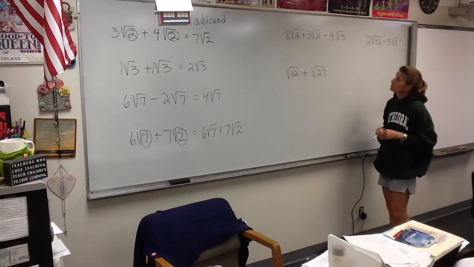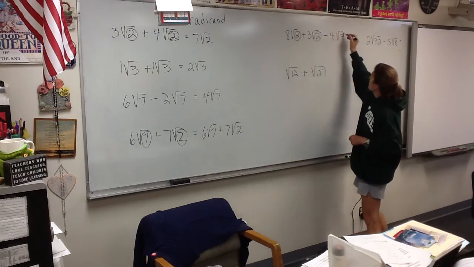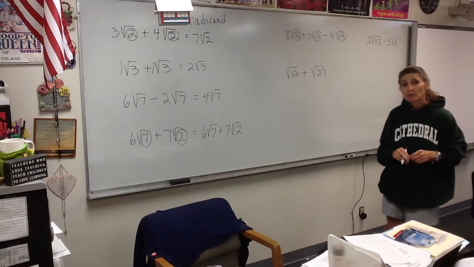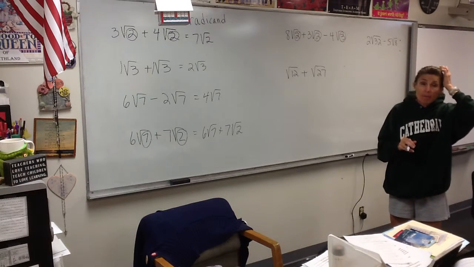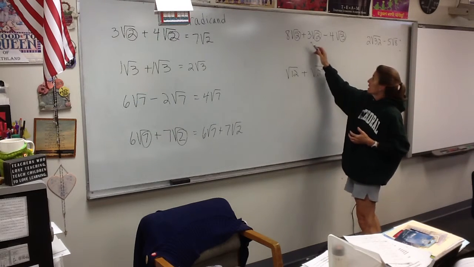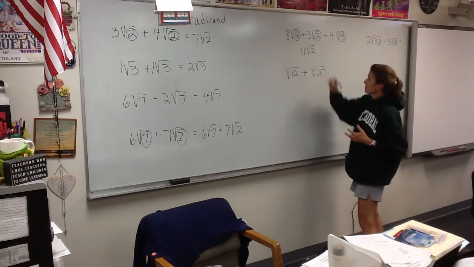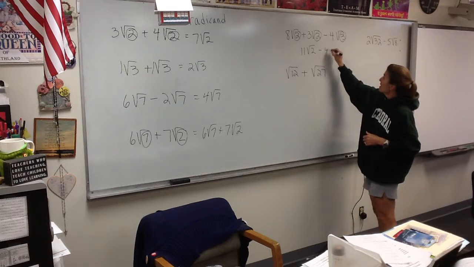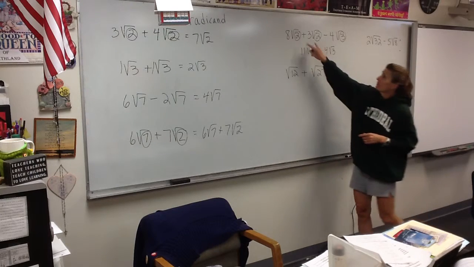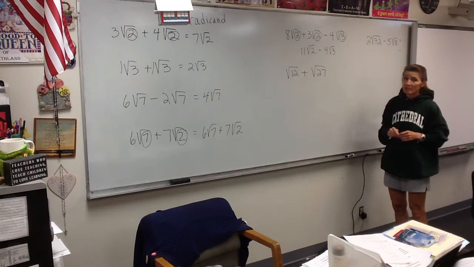Let's look up here. I have a root 2, a root 2, and a root 3. Remember, to add and subtract, the radicands, the number under the radical, must be the same. So since I have 8 root 2's and 3 root 2's, I can combine those and get 11 root 2's. But I still have minus 4 root 3, and I can't do anything with that. So I have 11 root 2's minus 4 root 3's as my final answer.